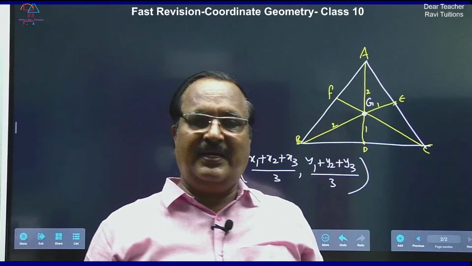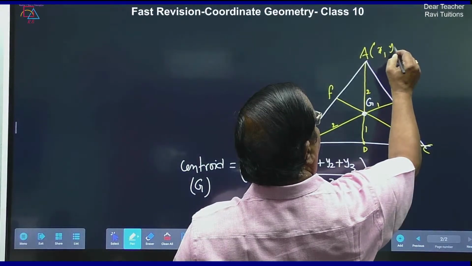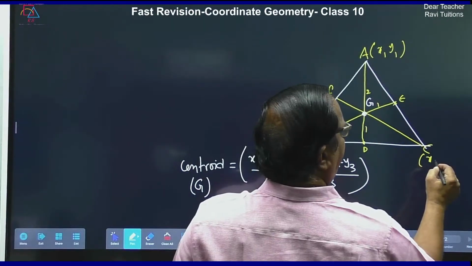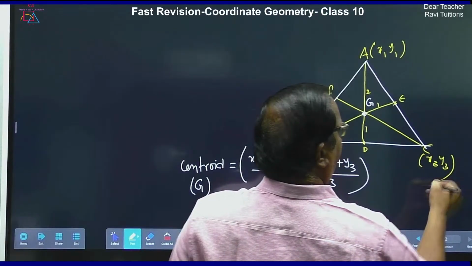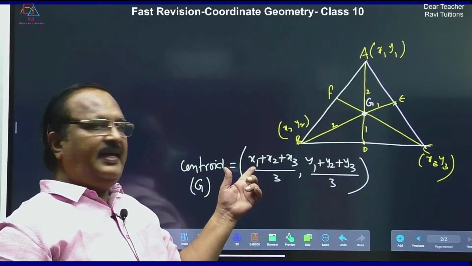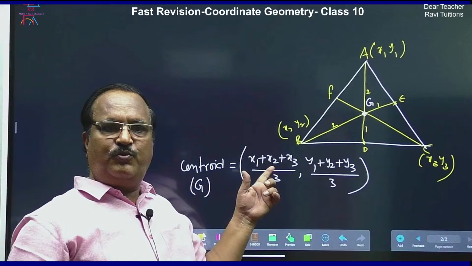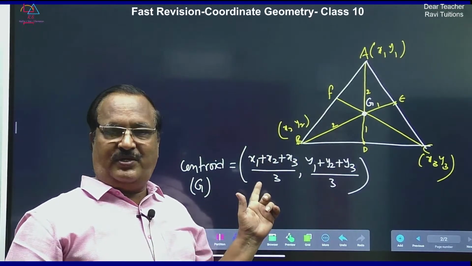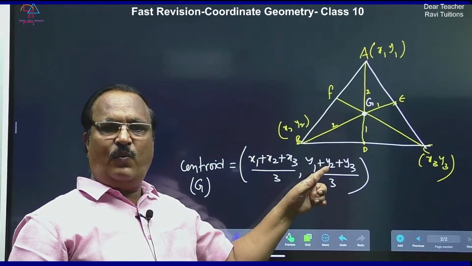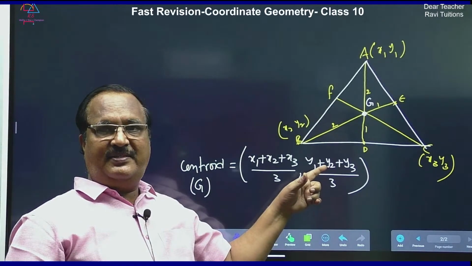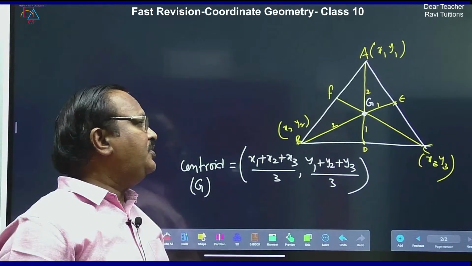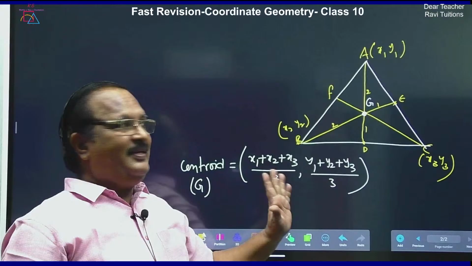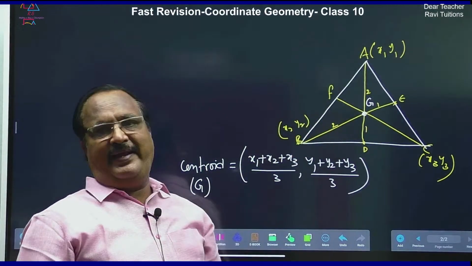So if the vertices are x1 y1, x2 y2 and x3 y3, the formula for the centroid is x1 plus x2 plus x3 by 3, that is, the average of the x coordinates and the average of the y coordinates. So how to derive this? Very simple. You find out the coordinates of G taking any median.